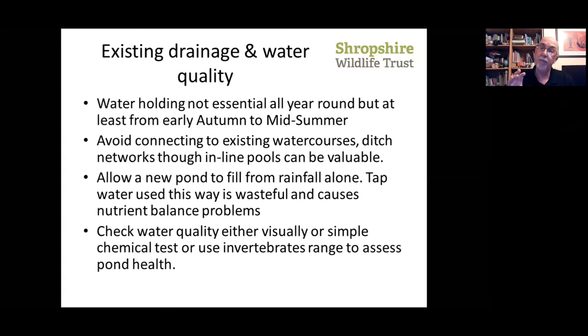Mayfly are not very tolerant, so they score very high. Your freshwater shrimps are quite tolerant, so they're kind of a mid-range score. Tot up that and it will give you an average score between 0 and 10. And that will give you an idea of how your pond's doing.